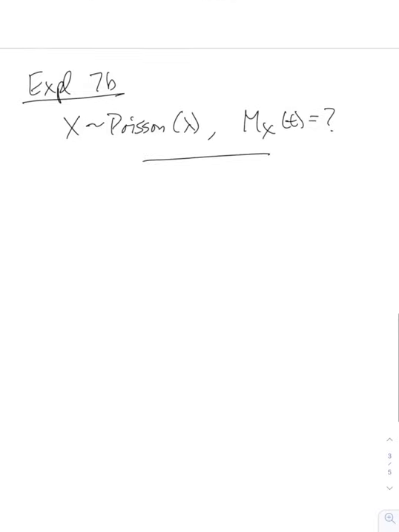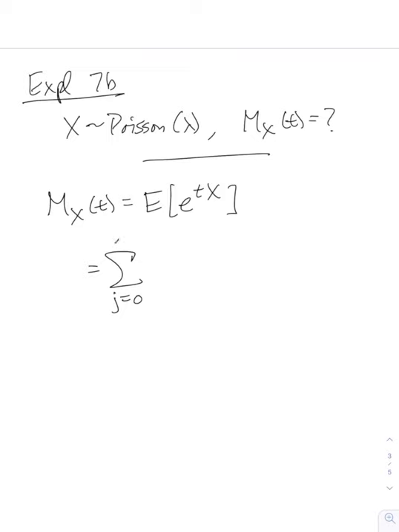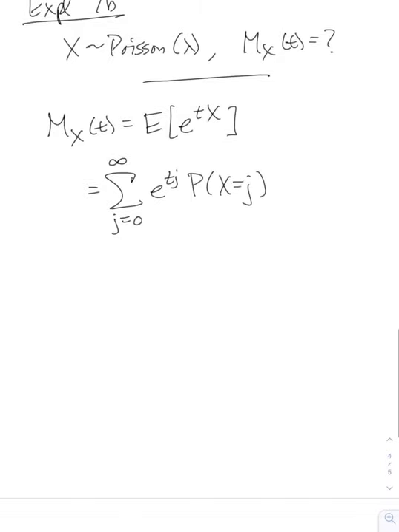Again, we're just going to go back to the definition. So I have the expected value of e to the tX. We're going to sum. The Poisson can be any non-negative integer, so I have e to the tj times the probability that X equals j. X is Poisson, so that probability is e to the minus lambda times lambda to the j over j factorial.